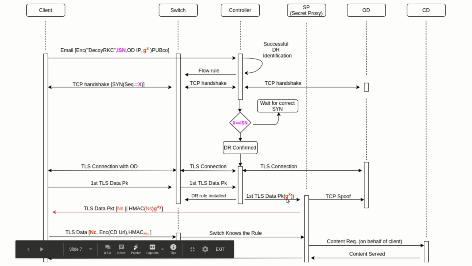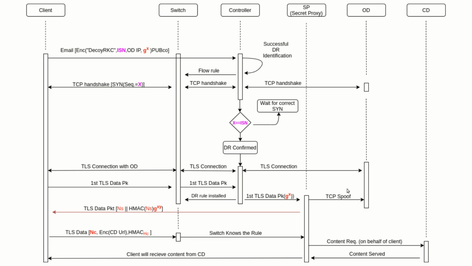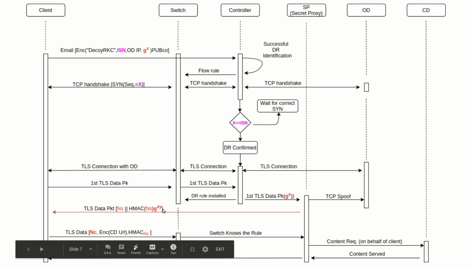public Diffie-Hellman exponent, right? At the very same time it sends a TCP spoof, that is a TCP packet, to the overt destination to make it feel that the connection that is set up is a real one, and it goes to the overt destination. Now the secret proxy sends the Diffie-Hellman with the HMAC.